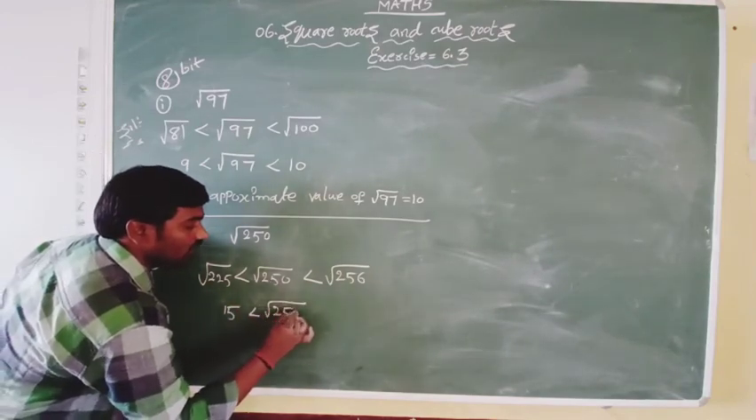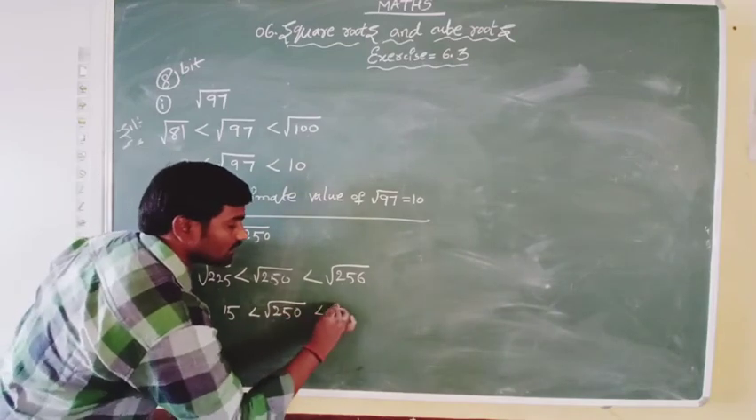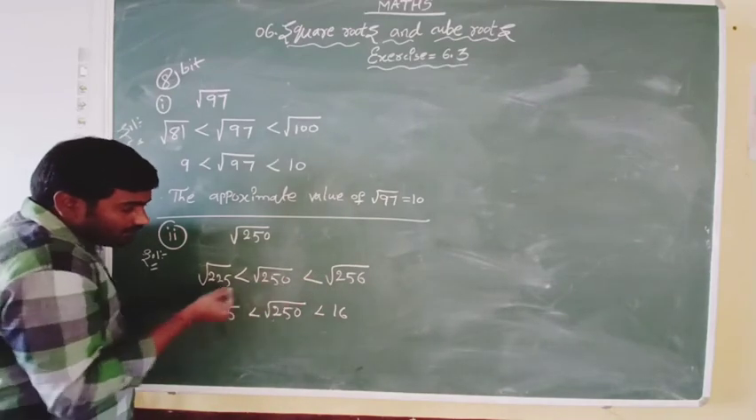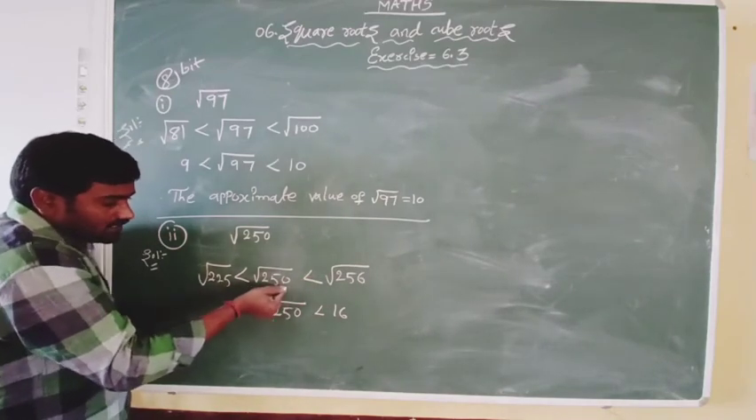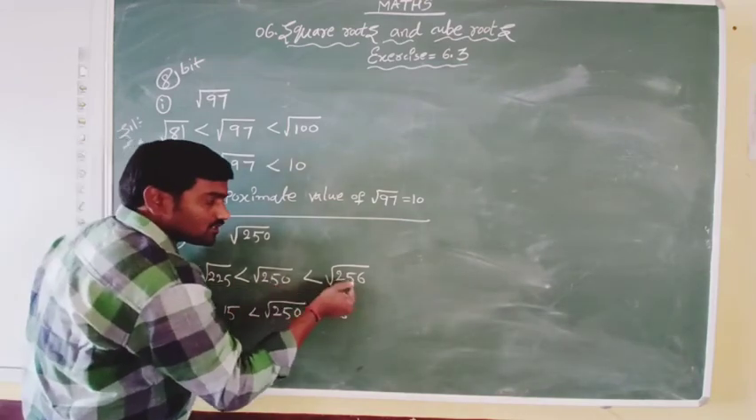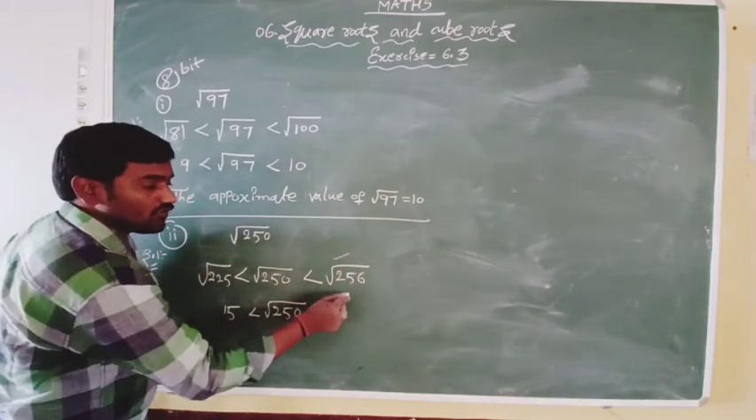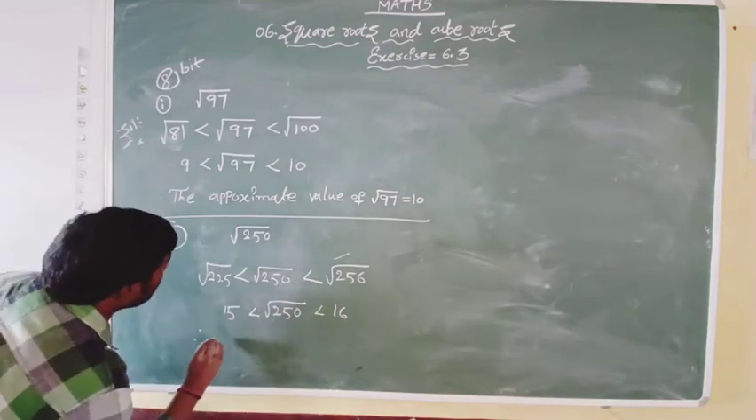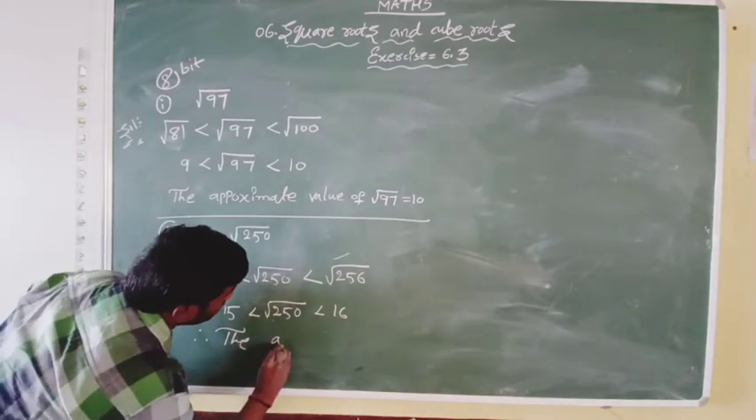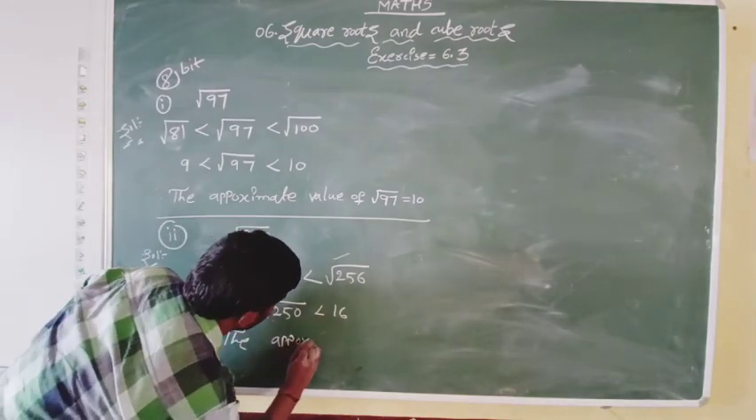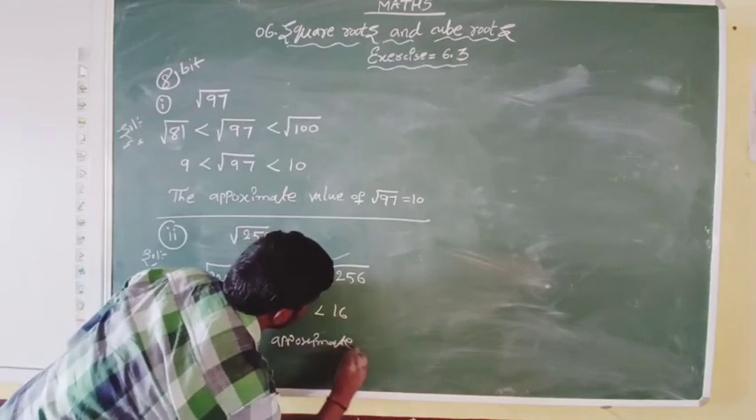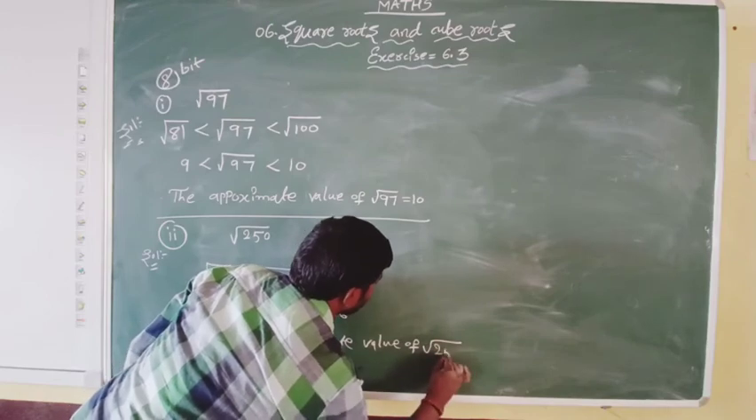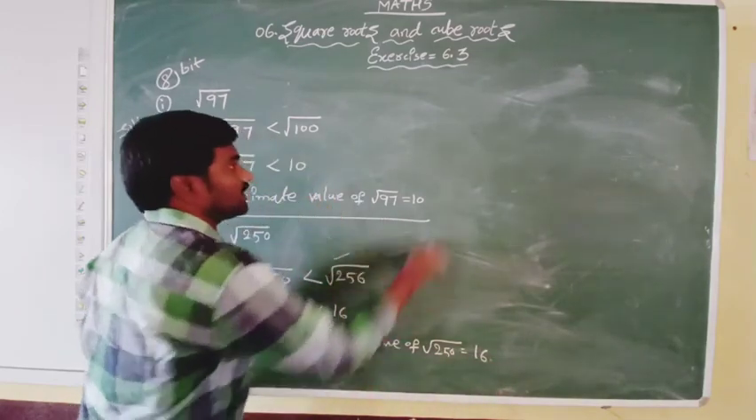I told you already what perfect squares and perfect square roots are. Here it is 16. Under root of 256 is 16. Now, do you think 250 is near to 225 or near to 256? You know it is near to 256. Square root of 256 is nothing but 16. Therefore, you have to write 16. Very simple. The approximate value of under root of 250 is equal to 16.